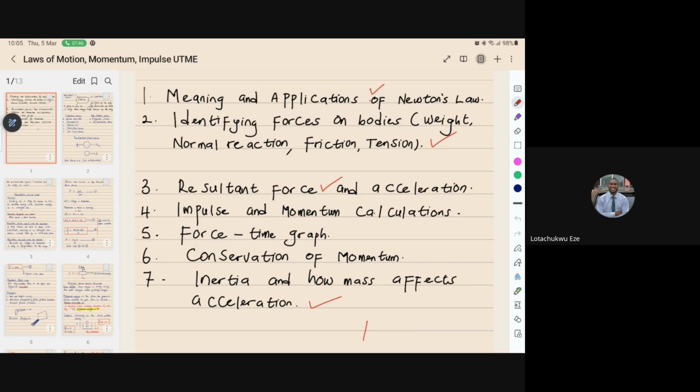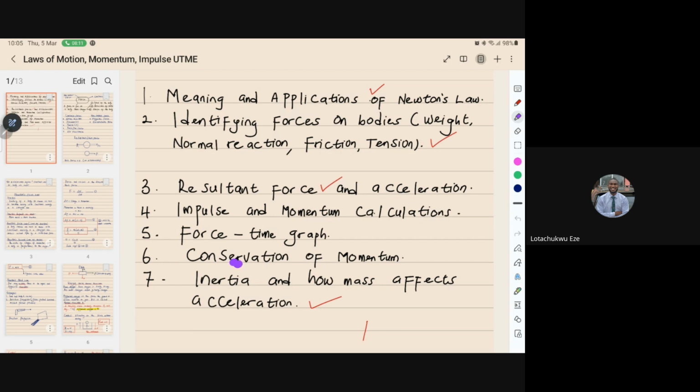All right. So in the last class, we looked at the meaning and application of Newton's law. We looked at how we can identify forces on bodies. We also looked at resultant force and acceleration. We looked at inertia and how mass affects acceleration.